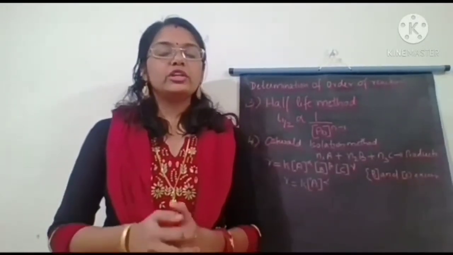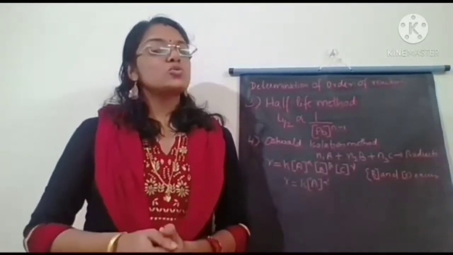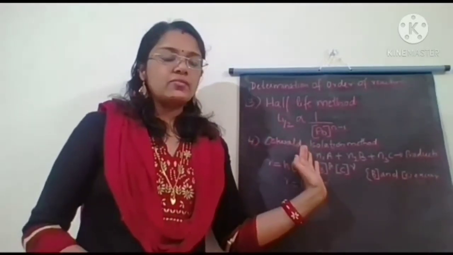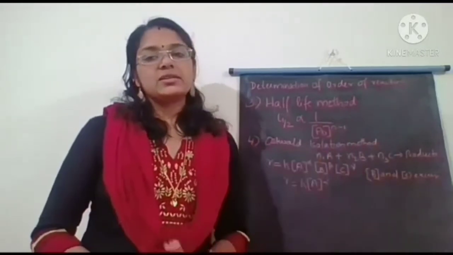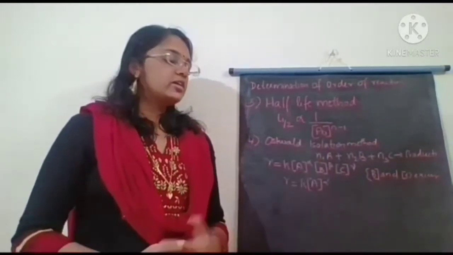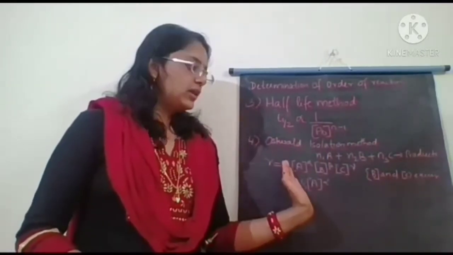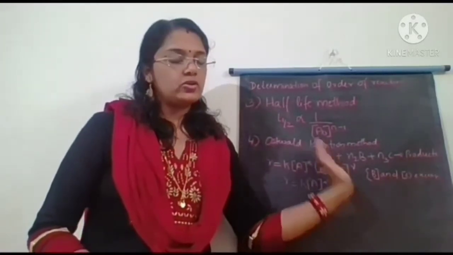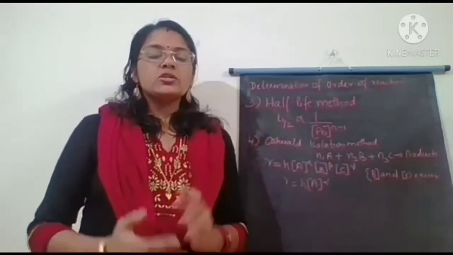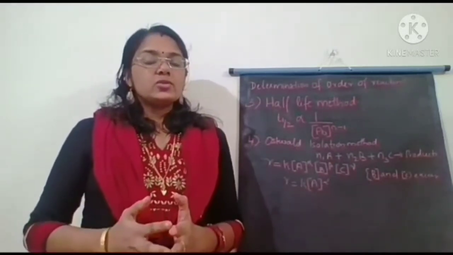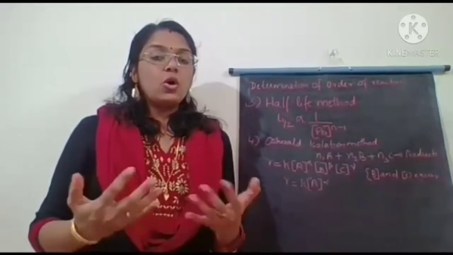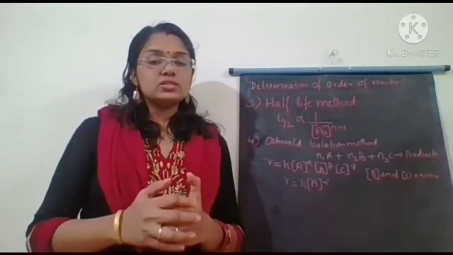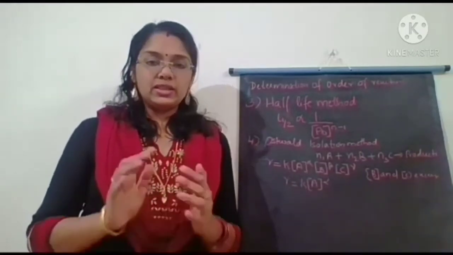So coming to the fourth method to determine the order of the reactions, that is Ostwald isolation method. Consider the reaction n1 A plus n2 B plus n3 C gives the product. Suppose we get the rate law as R is equal to K into concentration of A raised to alpha, concentration of B raised to beta and concentration of C raised to gamma. In the Ostwald isolation method, we take all except one in excess, one by one. Then the order with respect to that reactant can be determined.